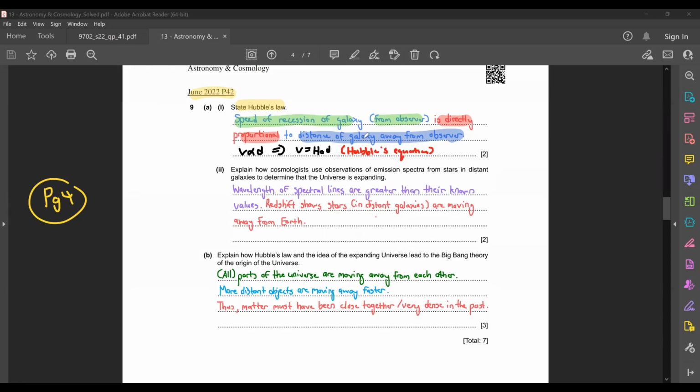For part 2, explain how cosmologists use observations of emission spectra from stars in distant galaxies to determine that the universe is expanding. Wavelength of spectral lines observed are greater than their known values. The wavelength is observed to have increased. The apparent wavelength increases. This means that you have redshift. Redshift shows that stars in distant galaxies are moving away from the Earth. Therefore, the universe is expanding.